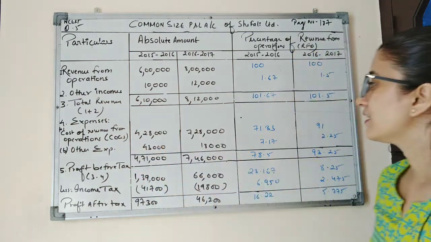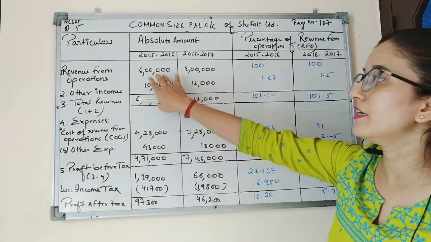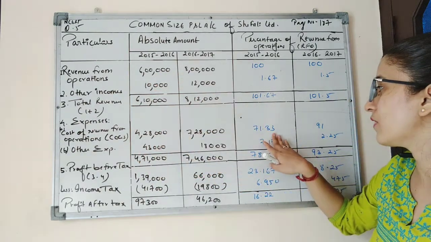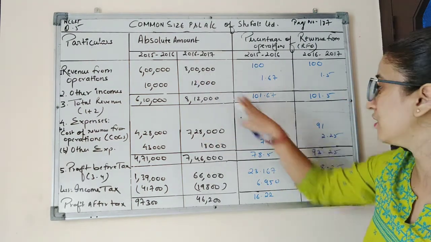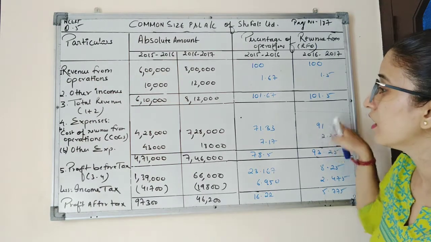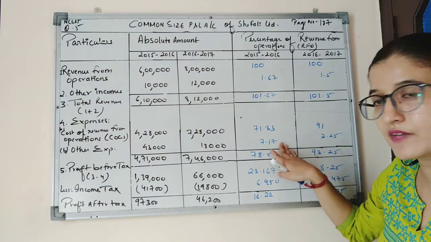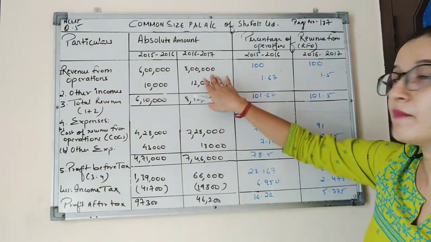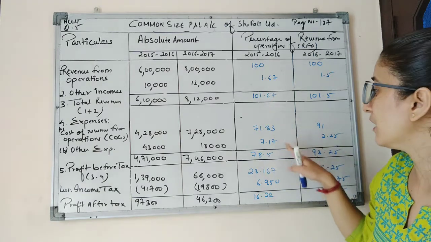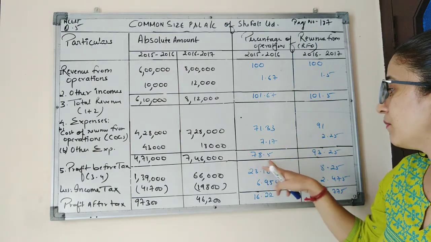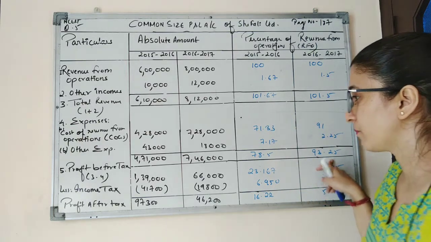Now to calculate the expenses also, we will calculate it in the same way. 4,28,000 divided by 6 lakh into 100, we will get 71.33%. 7,28,000 divided by 8 lakh into 100, 91%. 43,000 divided by 6 lakh into 100, 7.17%. 18,000 divided by 8 lakh into 100, 2.25%. Now the total expenses will be 78.5% in the previous year and 93.25% in the current year.